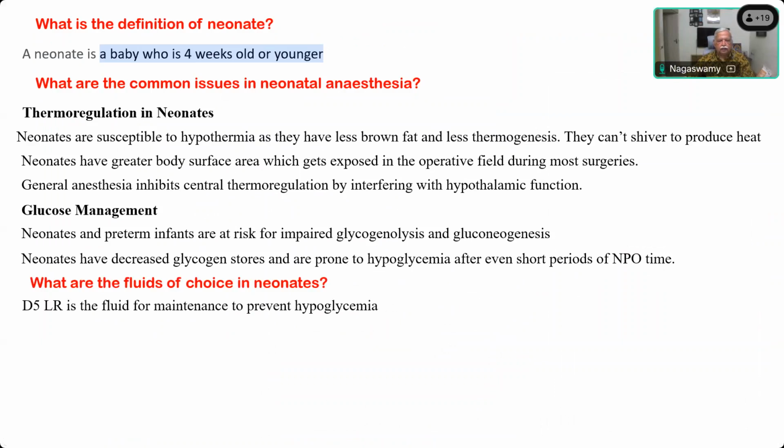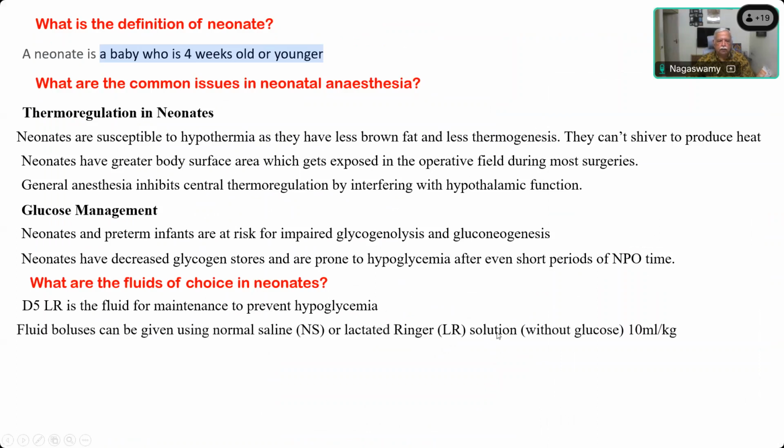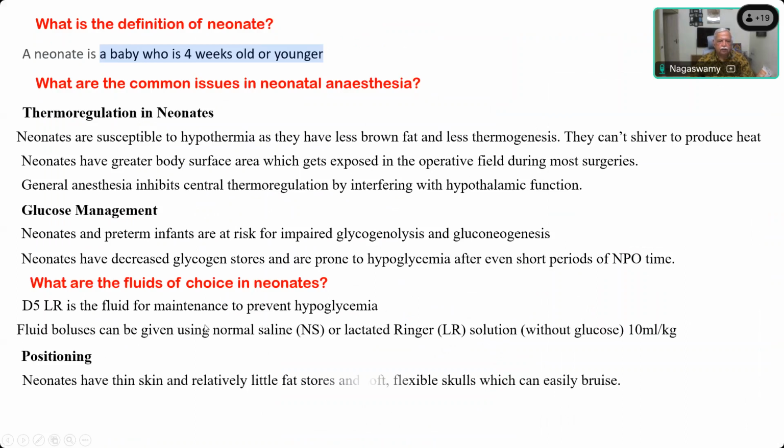Lactated Ringer with dextrose 5%, which will be mixed, is the thing to prevent hypoglycemia. And for maintenance, you can use either normal saline or lactated Ringer without glucose, 10 ml per kg, as an intermittent bolus instead of infusion. Okay? And positioning, this is the third thing which you have to take care of.